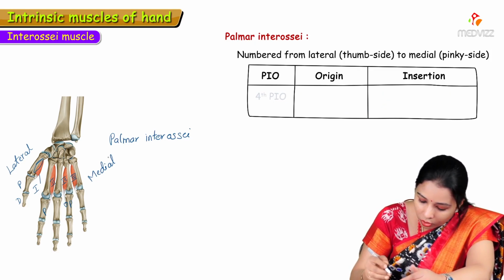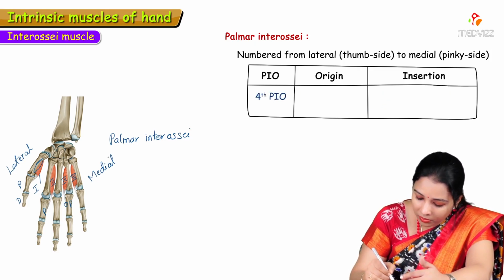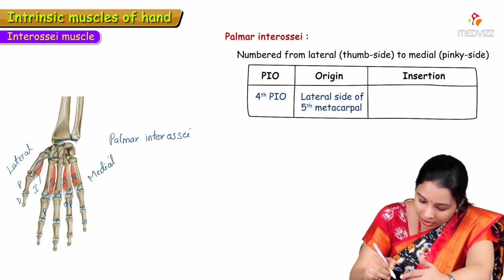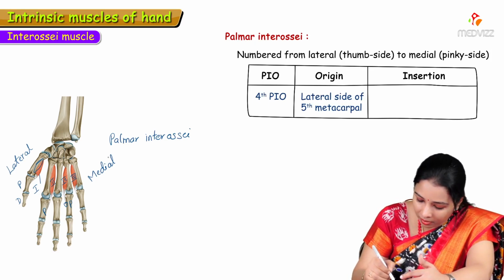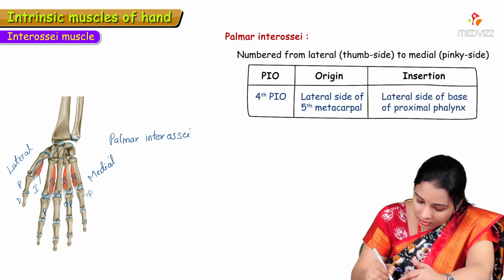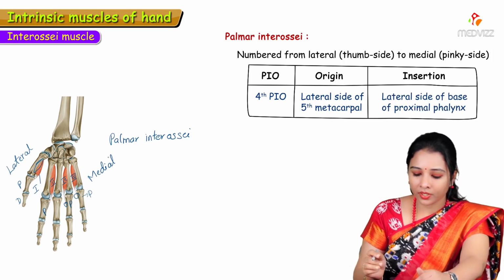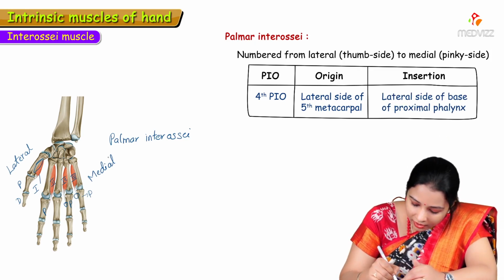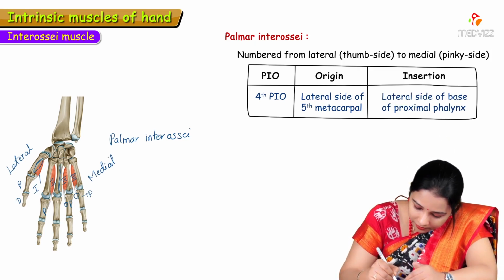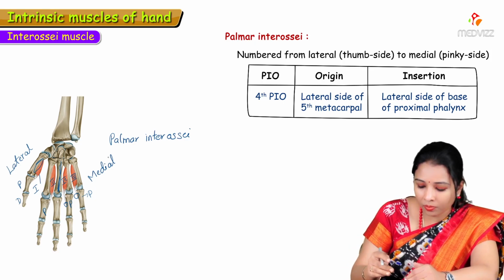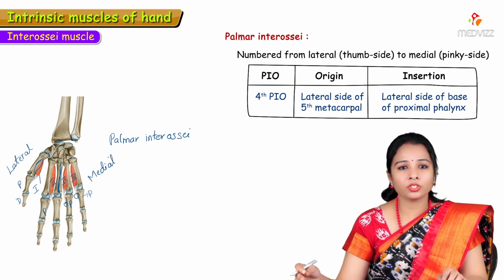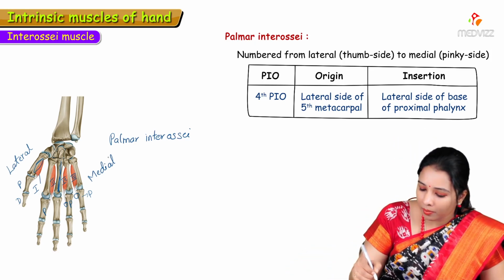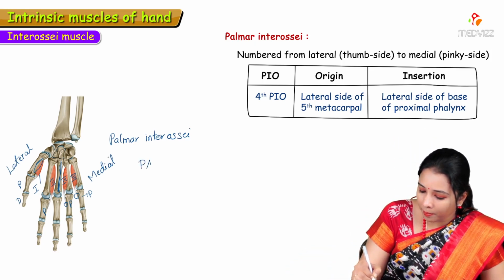lateral side. Fourth also gets origin from the shaft, that is from the lateral side of the shaft of the metacarpal bone, that is fifth metacarpal, and gets inserted to the proximal phalanx on the lateral side. So if we observe here, the middle one, this one, the middle metacarpal bone doesn't have any attachment to these palmar interossei muscles. Remember, palmar interossei PAD.